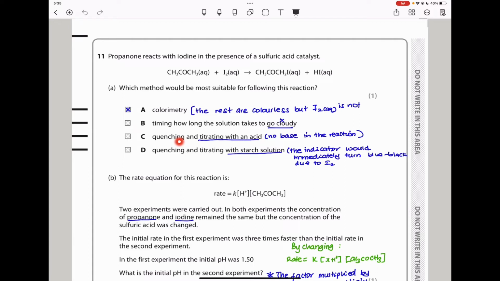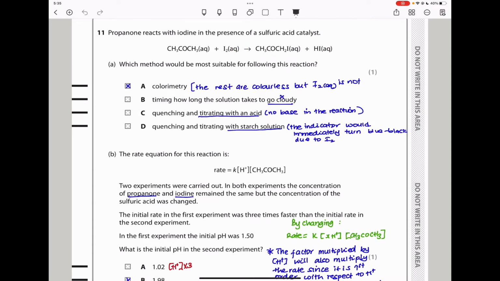Another option is quenching and titrating with an acid. Acids are going to be titrated if there is a base. In this case, there is no base, so this is also out. Lastly, quenching and titrating with starch solution. No, this is not right, because if you add starch solution to this, everything is going to turn blue-black, and then you will not be able to carry out the titration. So the only right choice is colorimetry, because there is going to be a color transition as this color fades away during the titration.